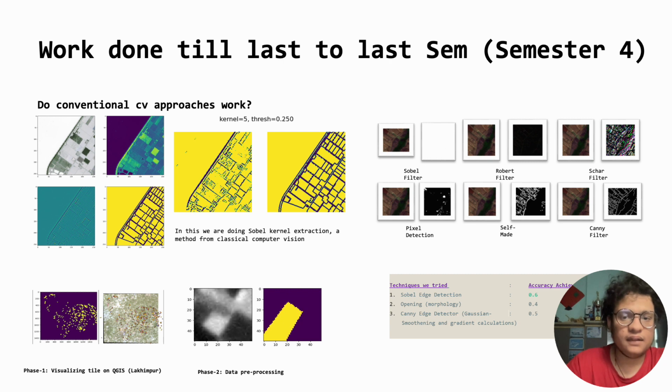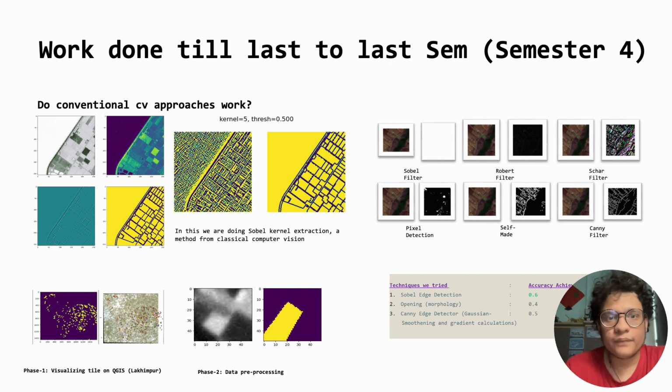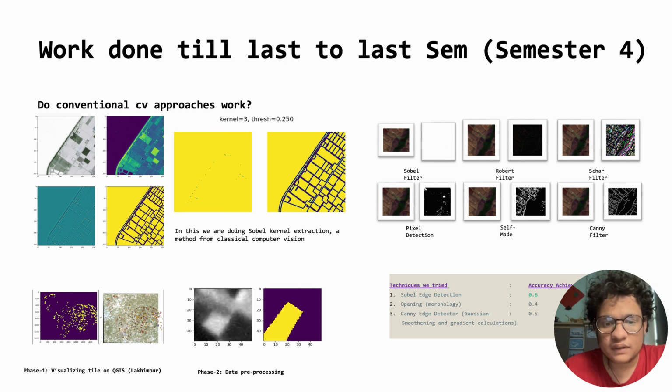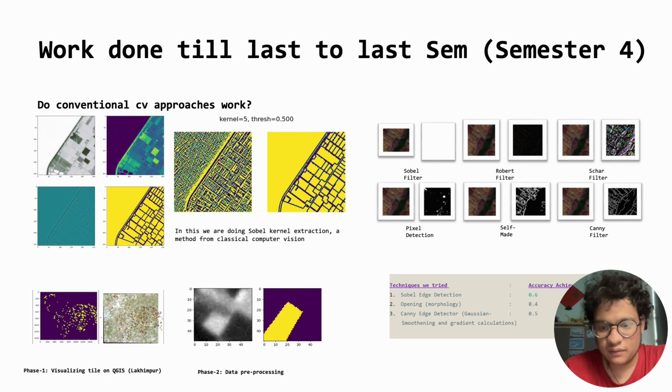As I said, we started in fourth semester, and these are some basic conventional CV approaches which we used initially, along with getting familiar with data pre-processing. This is basically a Sobel kernel and traditional computer vision techniques, and we were getting something like 0.6 accuracy in this.